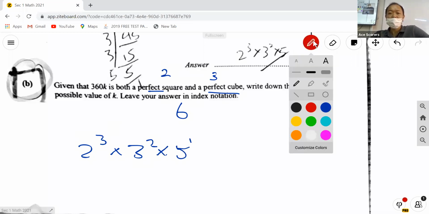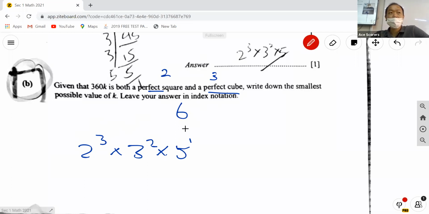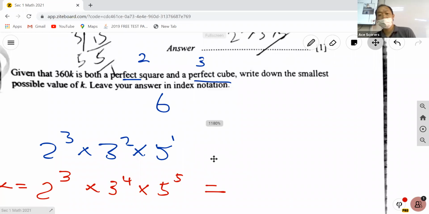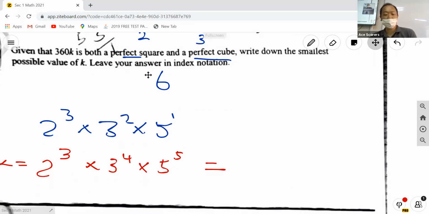So what else do you need? I want 6. So 2 needs 3 more, 3 needs 4 more, and 5 needs 5 more. So this is your K, this big thing. Multiply out 2 to the 3, 3 to the 4, 5 to the 5. Oh, they say leave it in that form. So just leave it like that.